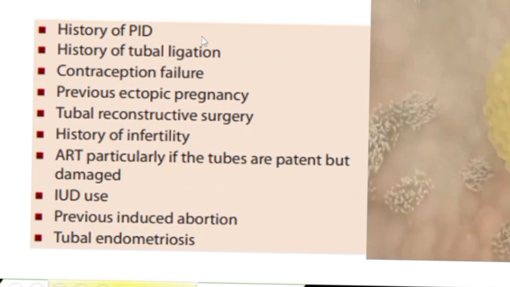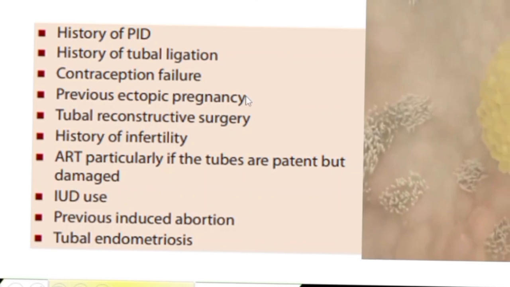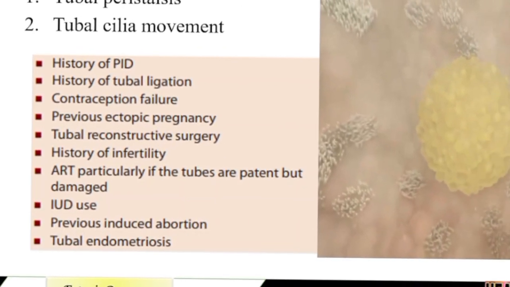The other is tubal ligation, contraception failure. Contraception reduces the absolute risk of ectopic pregnancy, but if the contraception method fails, that increases the chance of the pregnancy being ectopic. Previous ectopic pregnancy is the greatest risk factor. PID is the most common one, and previous ectopic pregnancy is the greatest risk factor. If there is previous ectopic pregnancy plus tubal reconstructive surgery, these two are the greatest risk factors. They have the tendency to have ectopic pregnancy.